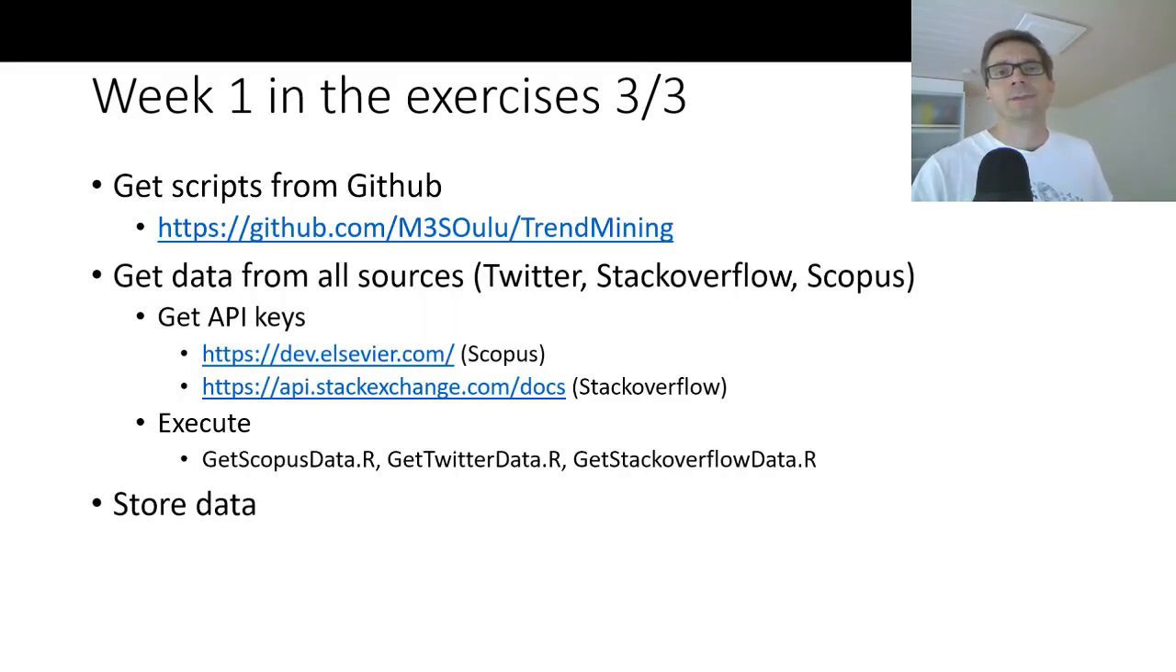Then you would need to get the scripts for the trend mining from GitHub, and get data from all sources: Twitter, Stack Overflow, Scopus. In order to do that, you need API keys, at least for Scopus and Stack Overflow. And finally, you should execute the scripts get scopus.r, get twitter.r, and get Stack Overflow data.r. And finally, you store the data.